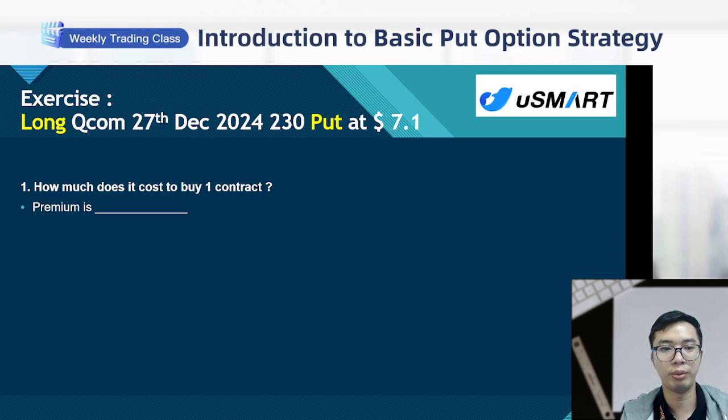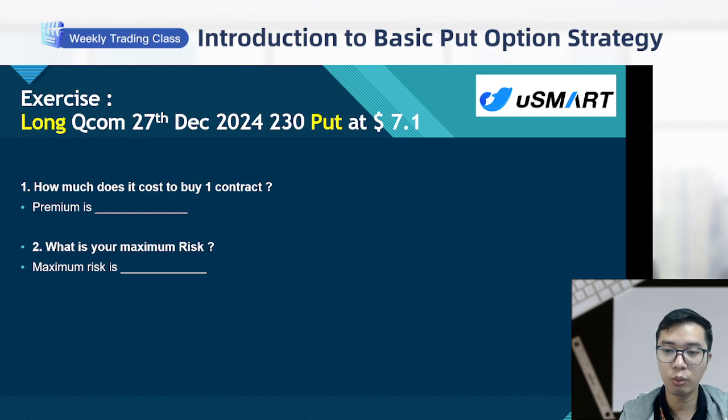How much will it cost to buy one contract? Okay, so it will be 7.1 premium, as I said, for the buyers of the calls or puts. The buyers always have a minimum risk, which is they lose the premium price only. So here the premium price is $7.1, and one contract is 100 shares. The answer will be 7.1 times 100.